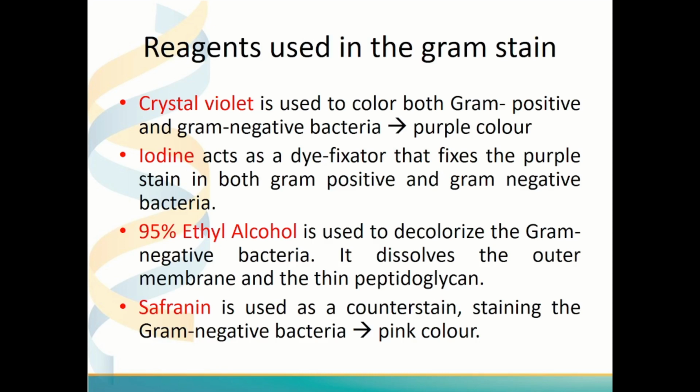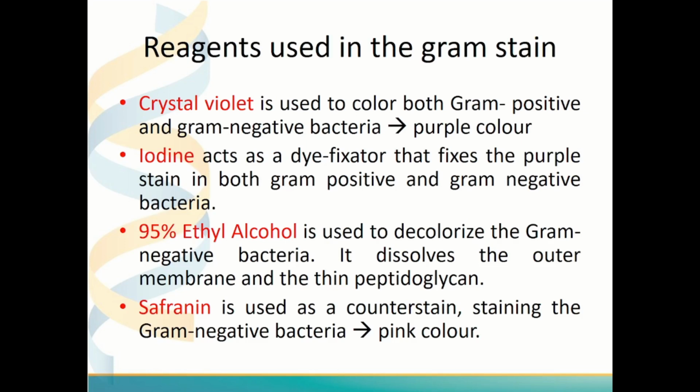The first one is the crystal violet, which is used to color both gram-positive and gram-negative bacteria, resulting in the purple color for both cells. The second one is iodine. The iodine acts as a dye fixator that fixes the purple stain in both gram-positive and gram-negative bacteria.